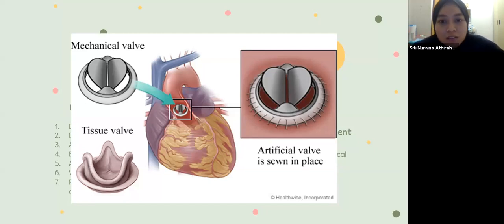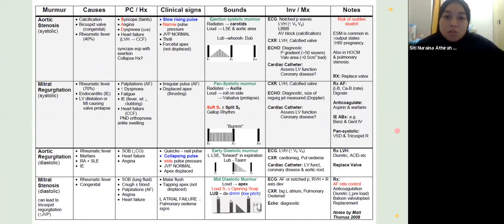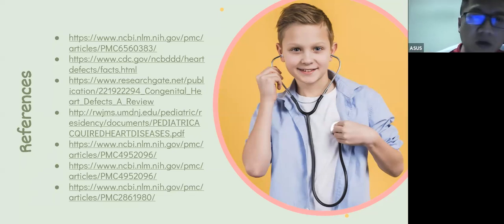So I think next, okay. So this is the table I've mentioned earlier. It contains the murmur, the sounds, and the clinical signs, such as pulse, that I've not explained in so much detail earlier. So you can take a look later. Okay. So this is my references. So that's all from me. Any question? Okay, very good. I think we leave the question at the end.